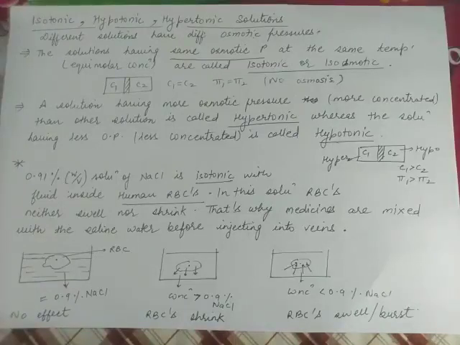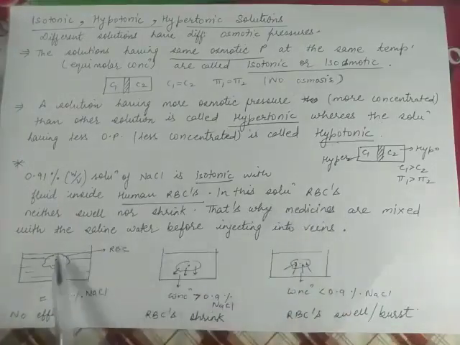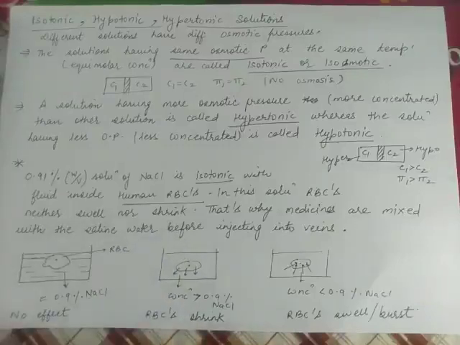If RBCs are kept in this 0.9% solution, inside the RBCs the concentration is 0.9, and outside also it is 0.9. So if the RBCs are placed in such a solution, both the solutions are isotonic. So in this solution, RBCs neither swell nor shrink. Is this clear? This is a practical application.